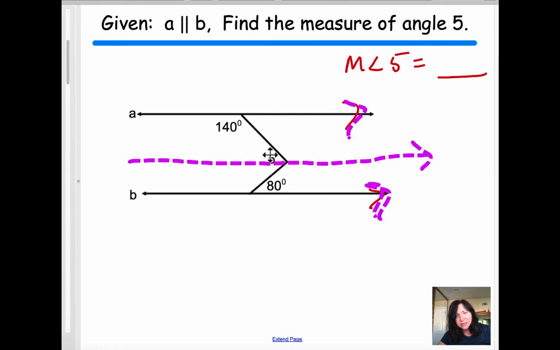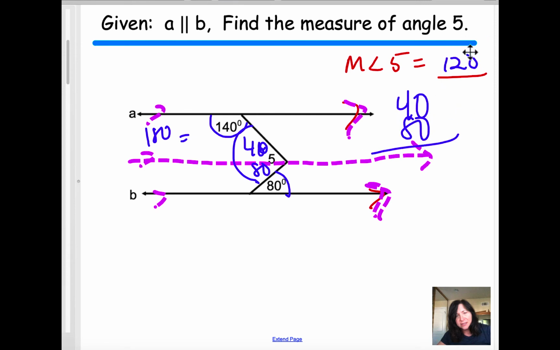Therefore, if those are parallel, I have same side interior angles, alternate interior angles congruent, all that. So if this is 80, this is 80, because those are alternate interior angles. Likewise, if this is 140, this would be 40 because those are same side interior angles, which add up to 180. So the measure of angle 5 is 40 plus 80, which is 120 degrees.